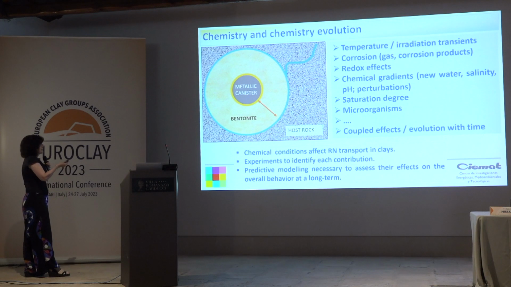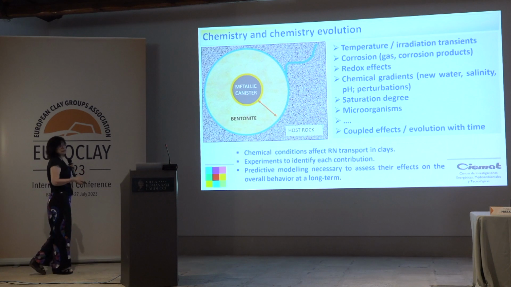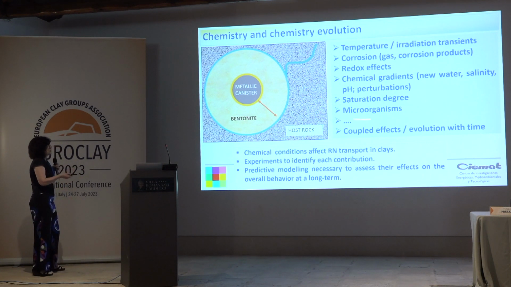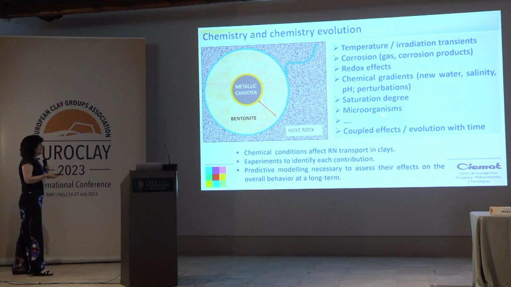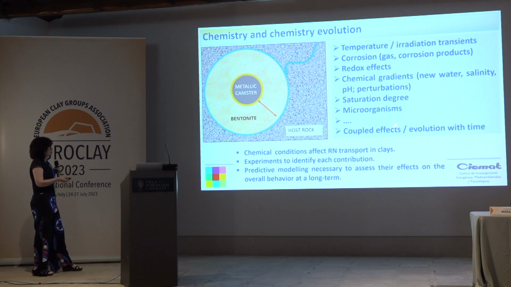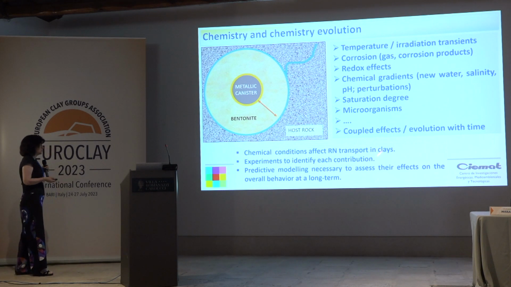We can have chemical gradients due to the various perturbations within the system, but also to the uptake of new water that can change the salinity and the pH of the pore water. Then we can have other problems like the saturation degree of the system, microorganisms, and so on and so forth. And we also have to take into account that we will have an evolution with time and that we can have coupled effects to be considered.